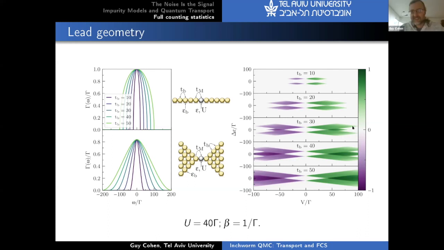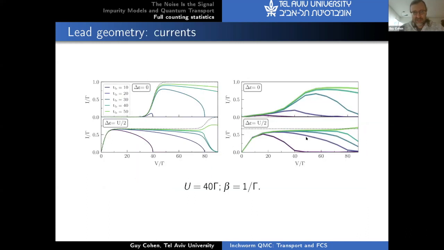And at this other special point, where these lines almost meet. On the left, I show you the master equation result. On the right, that's the exact result from our inchworm Monte Carlo. And you can see immediately some differences.